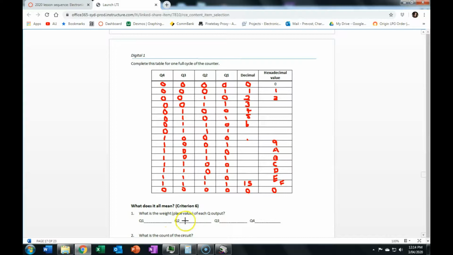The weighting or place value of each output: Q1 corresponds to 1s, because each time this changes, it just adds 1. Q2, the second one, is twice the value, so it's 2s. Q3 has a weighting of 4, Q4 a weighting of 8. So you can see here, like 10, which is 1, 0, 1, 0, we've got an 8 plus a 2 is equal to 10, which is A in hexadecimal.